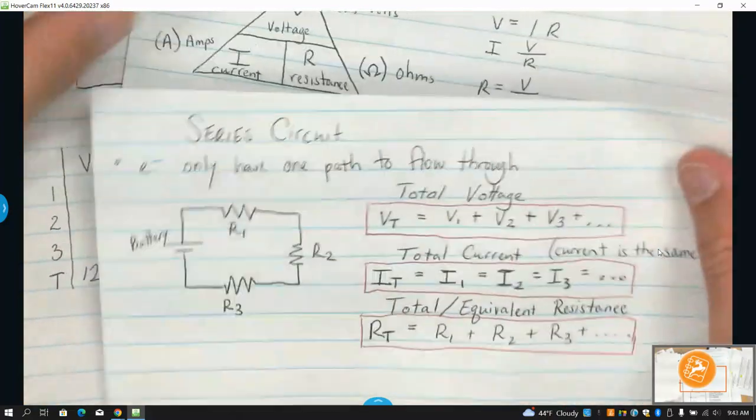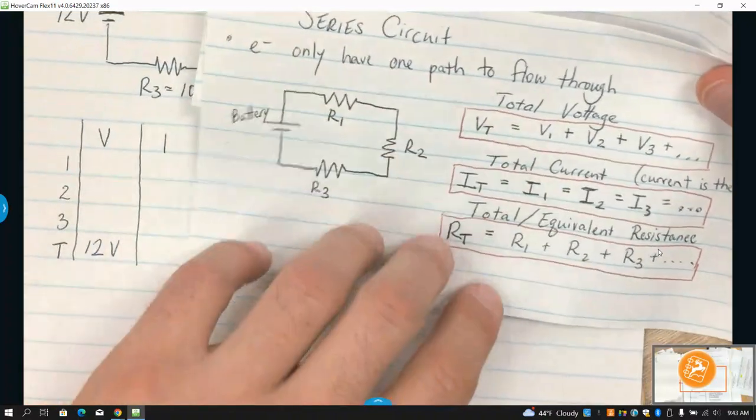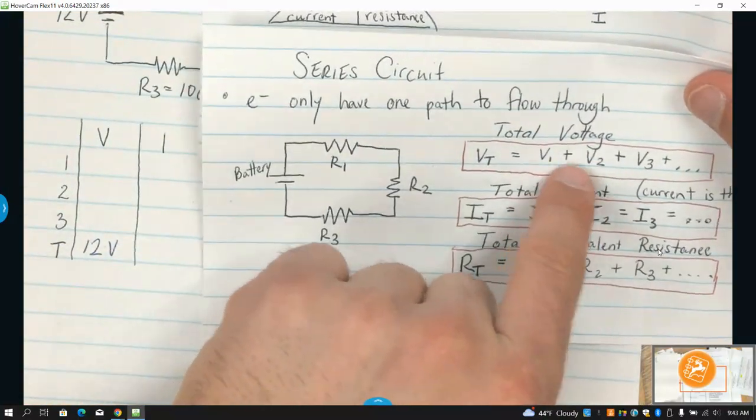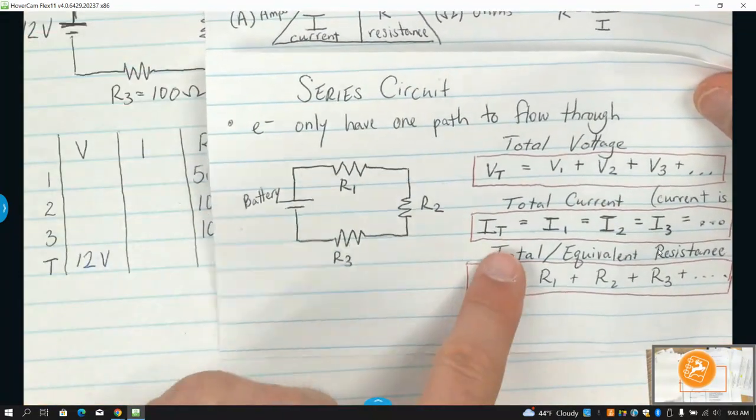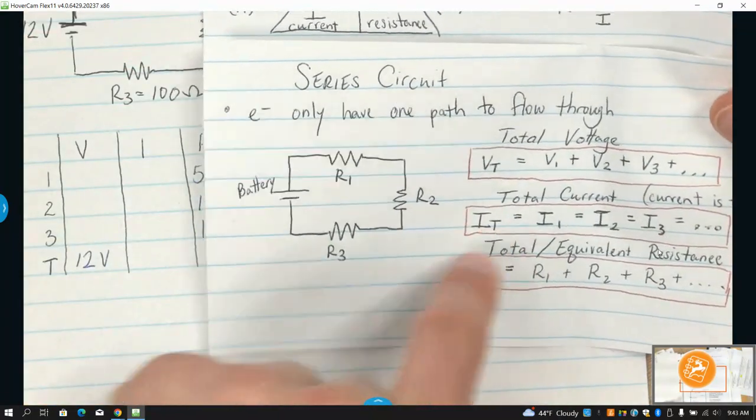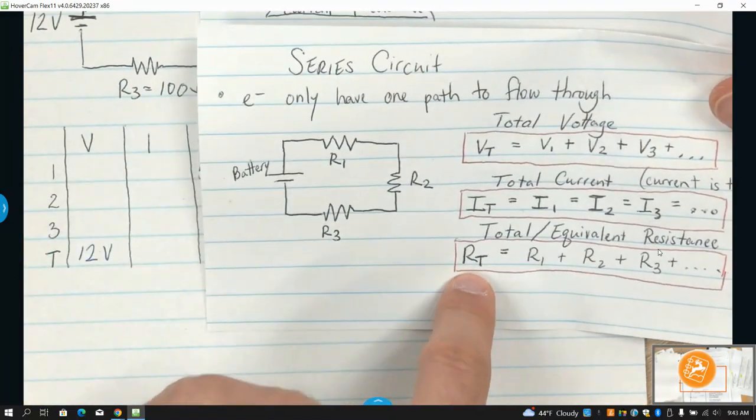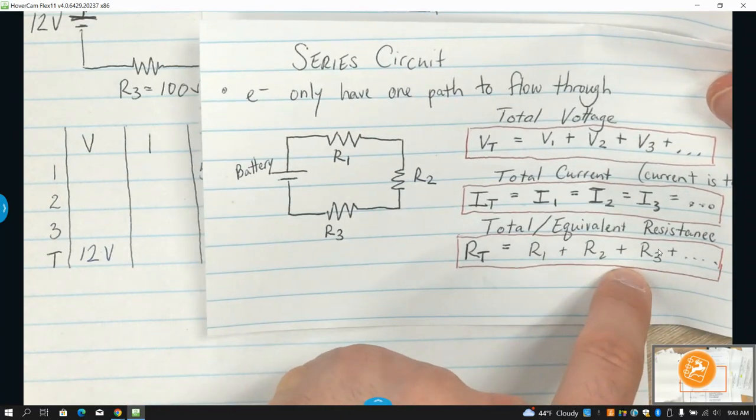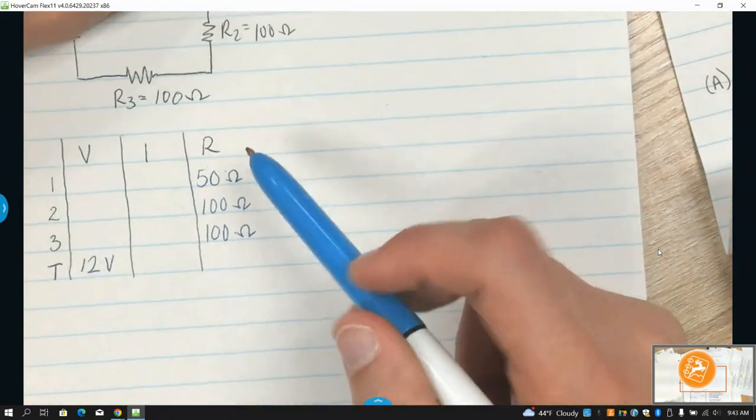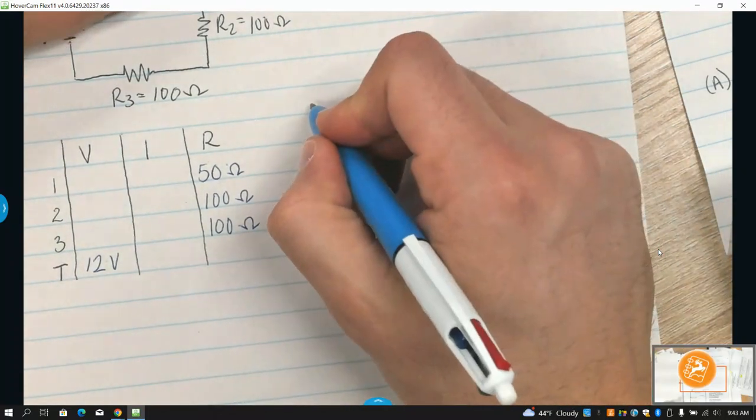So I go to my rules. Series circuit. All right, so to find total voltage, I already have it, but I don't know what V1, V2, or V3 is, so I can't find any of those. Total current is the same everywhere. I don't have it at any one spot, so I can't find any of these, but if I look at the total resistance, if I add up all the resistors, I can find that total. So is there any one spot where I have, oh wait a minute, I have R1, R2, and R3. So that is what you would need to do first.